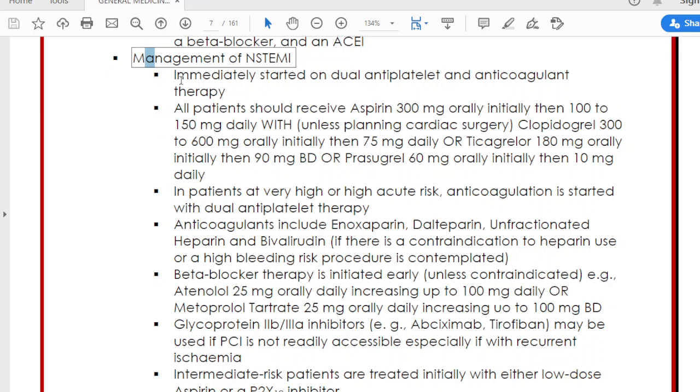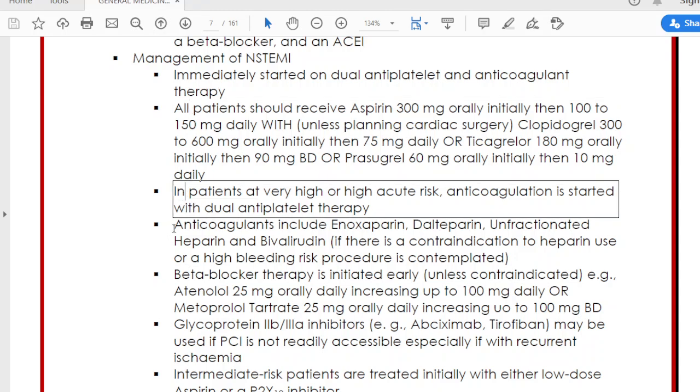Management of NSTEMI: immediately started on dual antiplatelet and anticoagulant therapy. All patients should receive aspirin 300 mg orally initially, then 100 to 150 mg daily with, unless planning cardiac surgery, clopidogrel 300 to 600 mg orally initially, then 75 mg daily, or ticagrelor 180 mg orally initially, then 90 mg BD, or prasugrel 60 mg orally initially, then 10 mg daily.